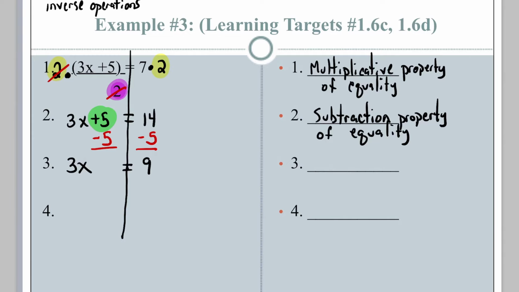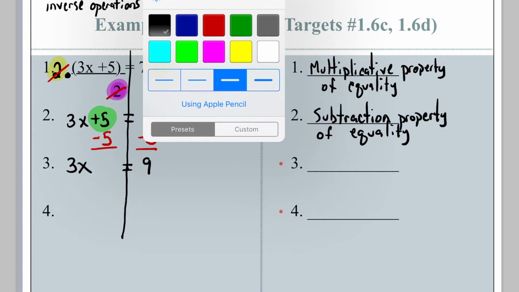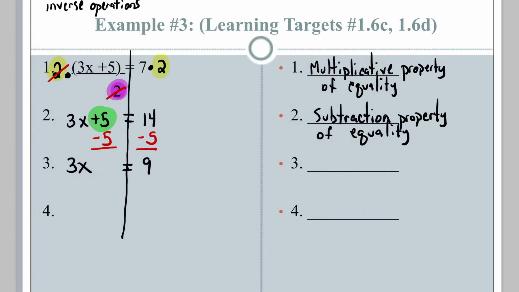3 times x is multiplication. The inverse operation of multiplication is division, so I need to divide. And if I divide the left side by 3, I have to divide the right side by 3. And the property that allows me to do that is the division property of equality.